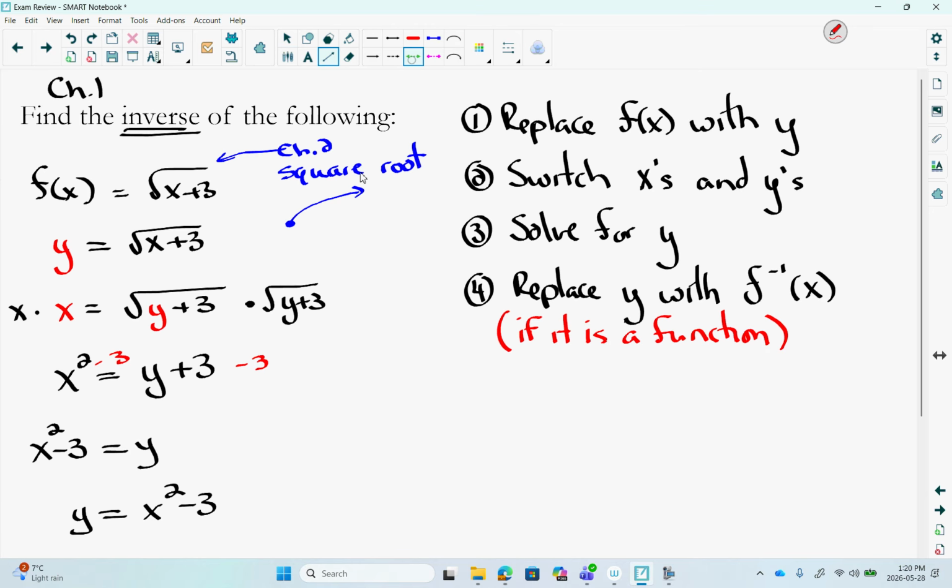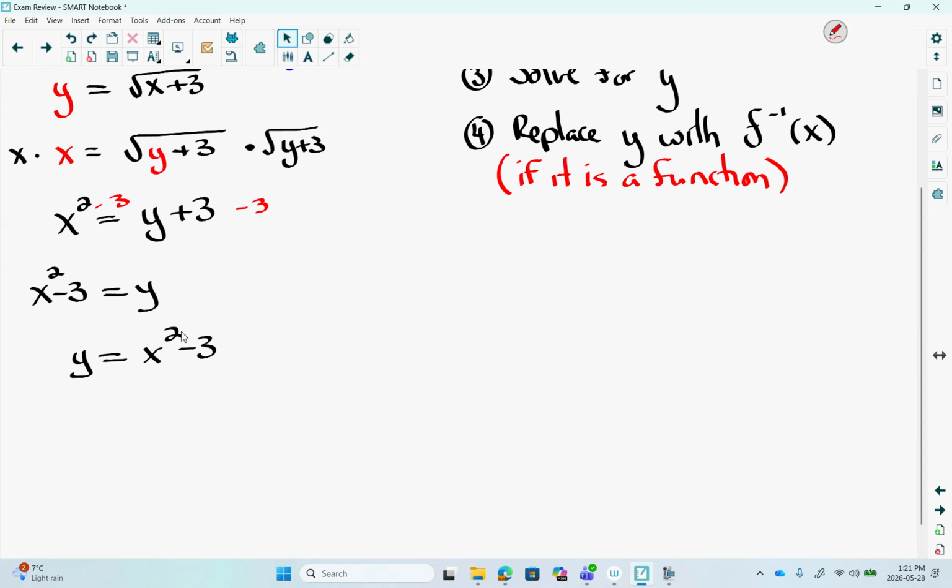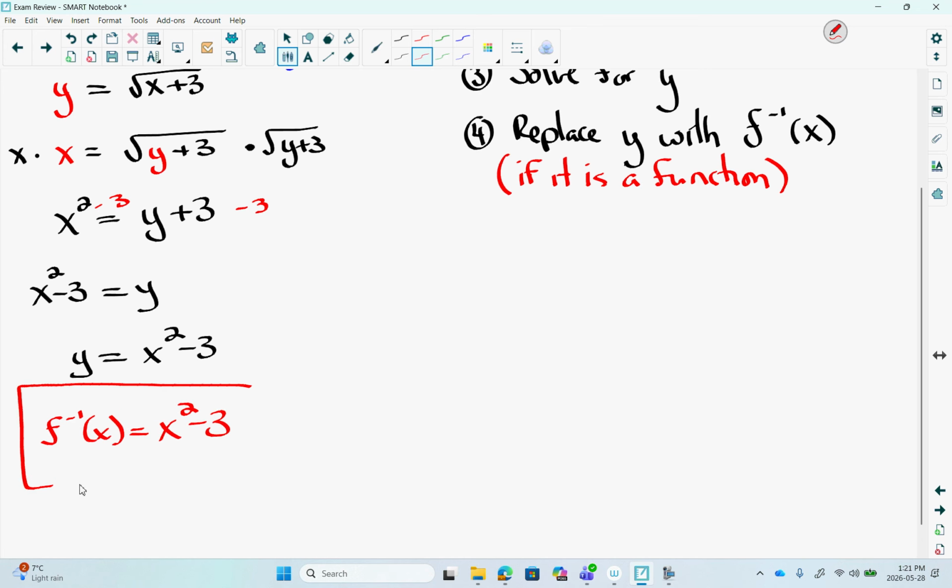Does that pass the horizontal line test? Because if this passes a horizontal line test, I know its inverse is a function. And the answer to that question is yes. Okay? If I stop anywhere, the blue and the red, the horizontal line and the function itself touch at one spot only. If they touched at multiple spots, it wouldn't pass the horizontal line test, and I wouldn't be able to do step 4. I would just leave it here and leave this as a relation. But I can do step 4, which says to replace y with f inverse x. That's my final answer.